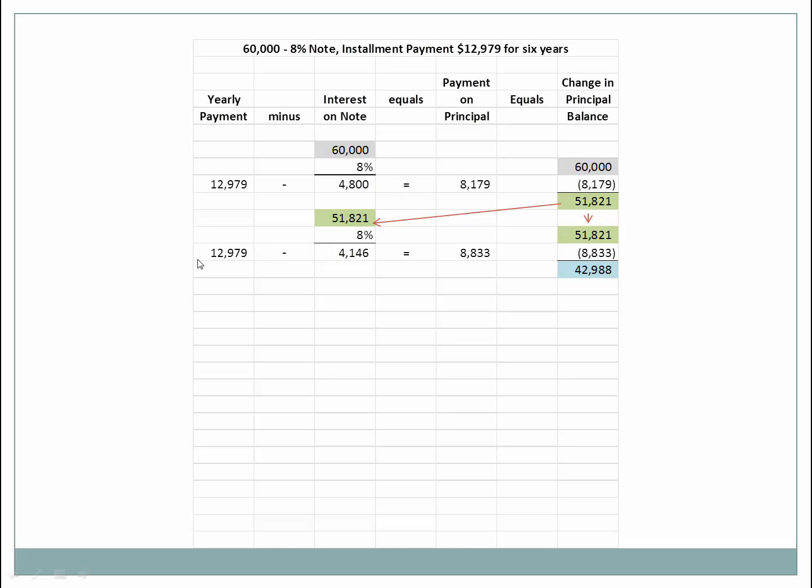So from the total yearly payment of $12,979 we will deduct the interest portion of that payment, and that will give us the amount associated with the principal. So now we're going to take the payment down on the principal. We'll take it from the prior balance of our principal of $51,821, and now we have a new principal balance, upon which we will calculate the interest, of $42,998.